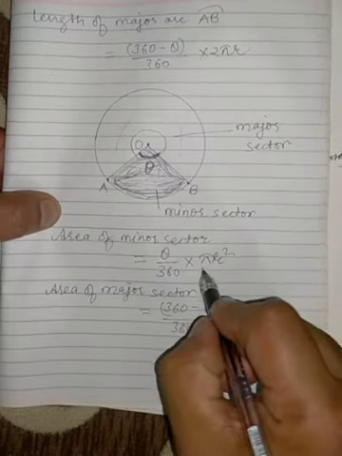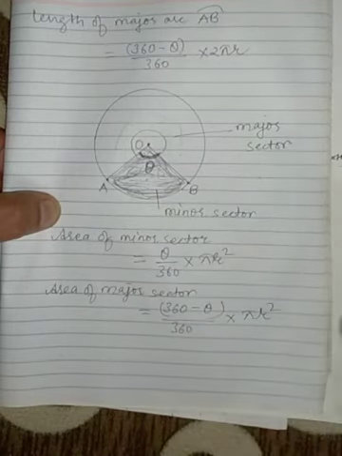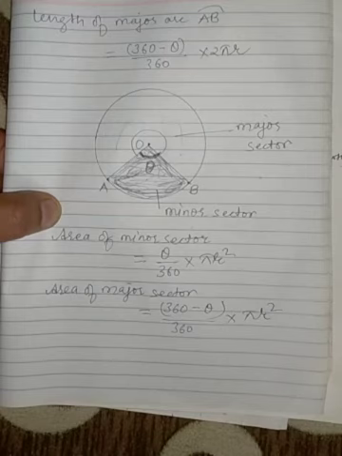Pi r square we have used here in the formula because sector is the part of area of circle. Like in length of arc we used 2 pi r because length of arc is the part of circumference of circle. So there we used 2 pi r, but in sector we use pi r square.